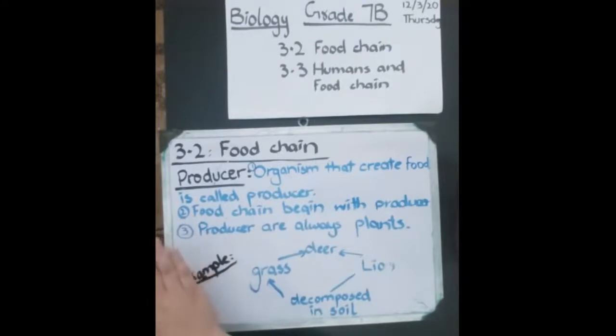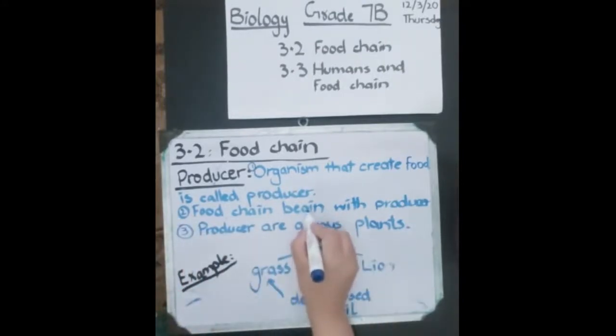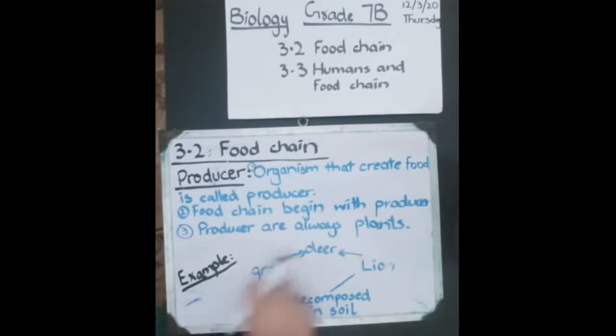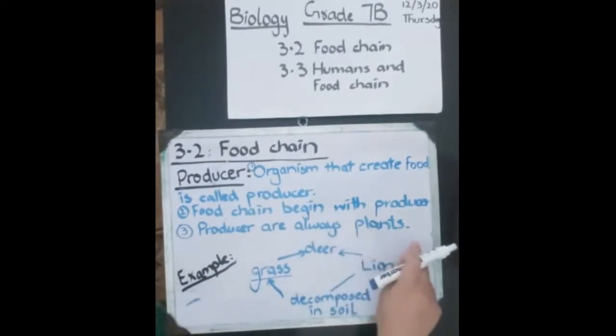Point number 2, food chain begins with a producer. Okay, food chain starts with a producer. So in this example we can say that food chain starts from here, grass. Point number 3, producers are always plants. In this case, tell me which one is a plant? Grass.